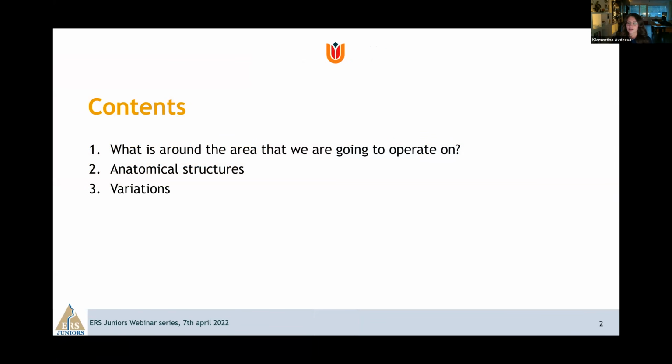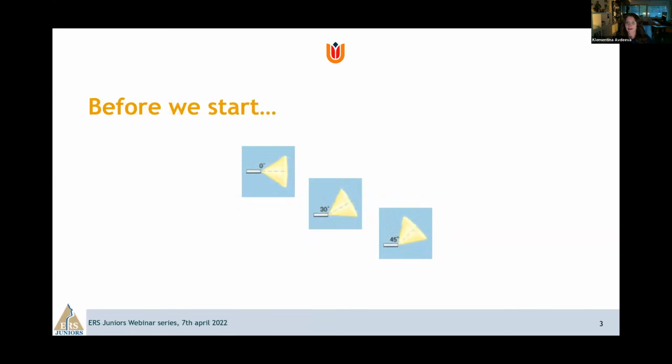In the beginning, I would like to start with a little bit of a zoom out and first focus on the structures that surround paranasal sinuses, structures that we have to keep an eye on while performing the surgery. And then we will go through anatomical structures that are located intranasally and their variations that we have to be aware of. Before we start, I would like to emphasize that what we see in the books and what we see during sinus surgery are 2 different things.